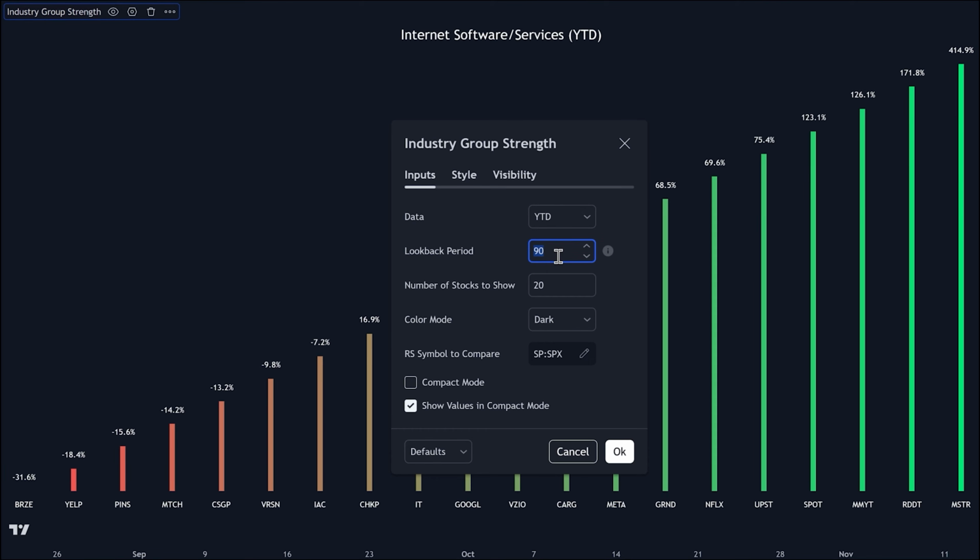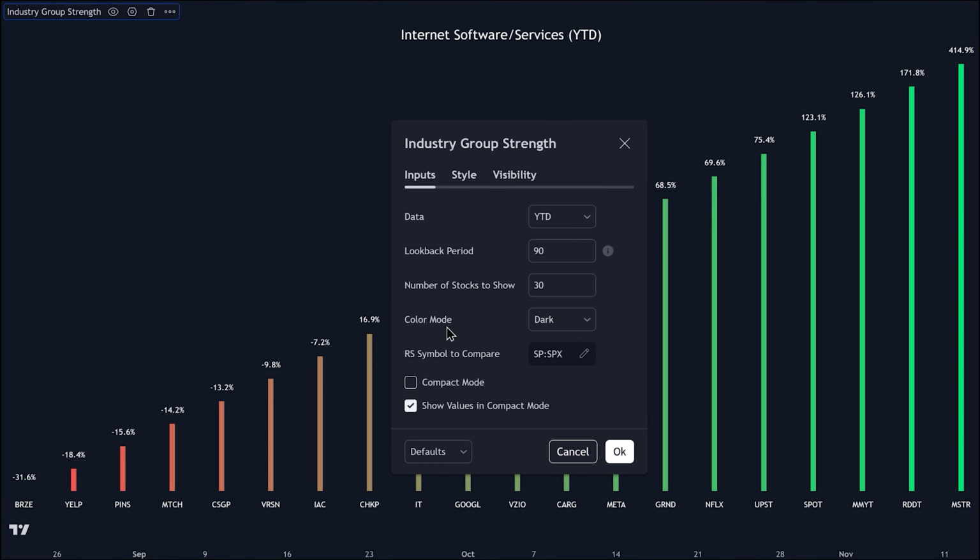Now, let's move on to number of stocks to show. Here, you can decide how many of the top performing stocks you want to see in the chart. By default, this is set to 20. If you want to display more stocks, say 30 or 40, you can adjust this here. This is useful if you want a wider selection of stocks to analyze.